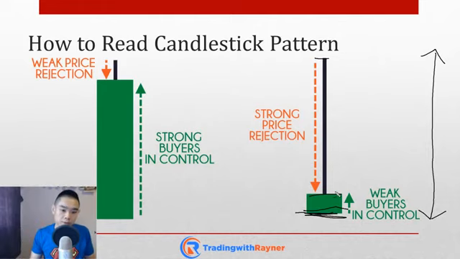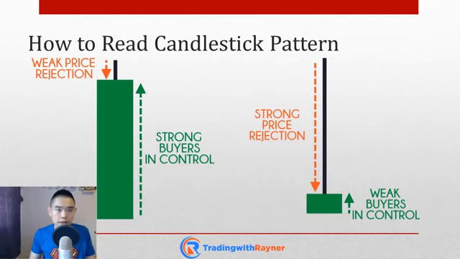In this case, it's what we typically call a shooting star pattern. It closed near the lows of the range. So what does this tell you? Well, it tells you that there is strong selling pressure in this market right now. If you want to read the price action, you can see that there are buyers in control, but they are weak. That's why they only close marginally higher, whereas the selling pressure is very strong.